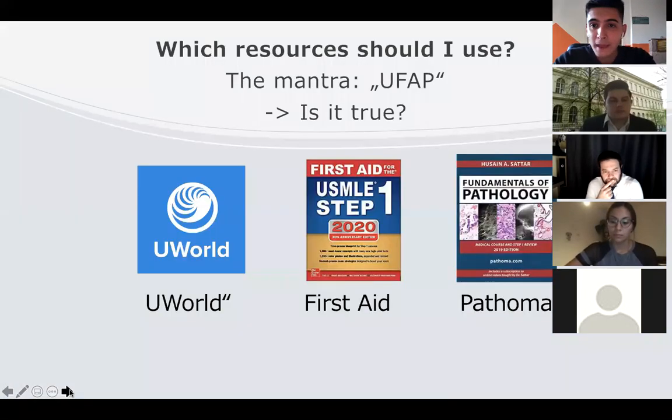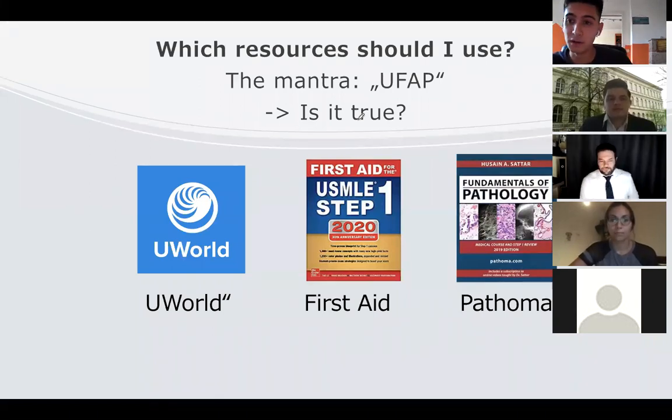Let's move on. If you go onto the internet, Reddit, and ask what are the best resources for Step 1, most people will always talk about the UFAP method. José and I want to talk now about whether that's really true. Should we use it? What did we use? What were our thoughts after taking the exam? Let's look at it a bit more critically. So is the mantra UFAP true?